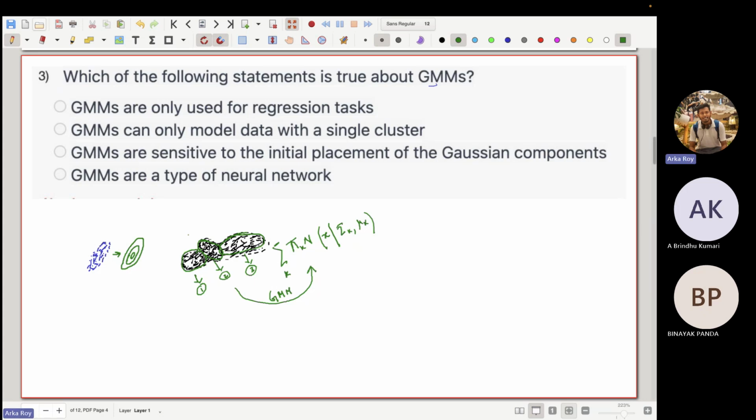And over here, you had initially a whole data, and from the whole data, you are trying to cluster the data through different Gaussian functions. So GMM is basically used for clustering problems. GMM is only used for clustering problems, which comes under the unsupervised learning approach.